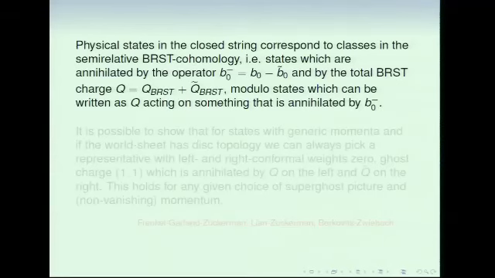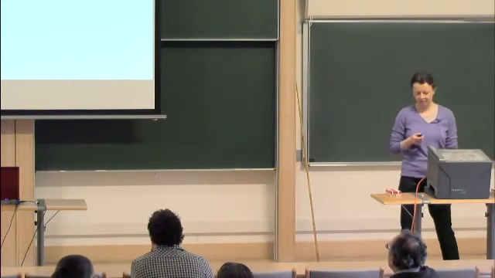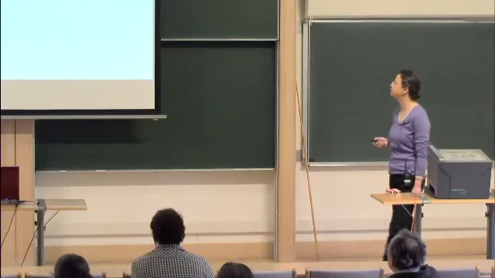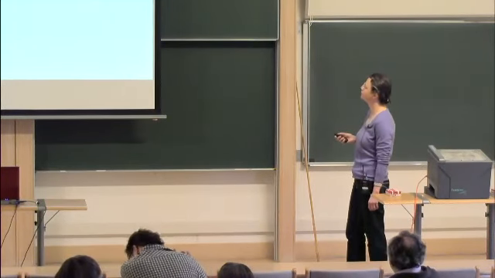Okay, so the next thing we need is to combine these fields to construct physical states. Well, physical states correspond to classes in the semi-relative BRST cohomology, which means these are states which are annihilated by the total BRST charge, and moreover, we also have to impose the condition that the states are annihilated by b0 minus b0 tilde. Now, this cohomology is difficult to deal with, particularly because it doesn't factorize between left and right. So we have only statements here about the difference or the sum of these objects.